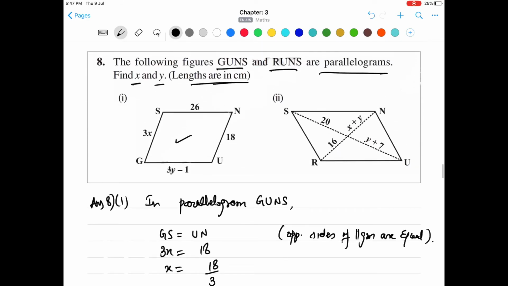We have the next figure, next parallelogram RUNS. Okay, so now here we are given the diagonal. We know that the diagonals of a parallelogram bisect each other. That means if we name this point of intersection as O, so this OU will be equal to OS. Similarly this RO will be equal to NO. Okay, so by equating that we can find the value of x and y. So we'll first do it for this diagonal SU.